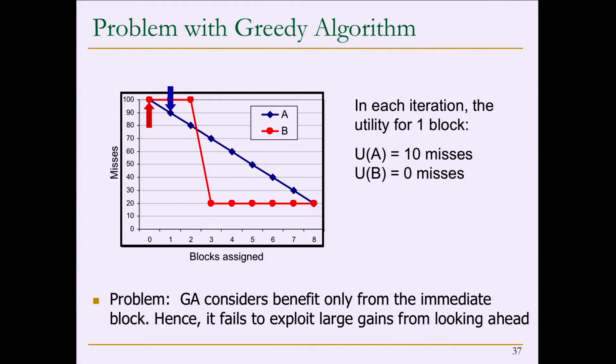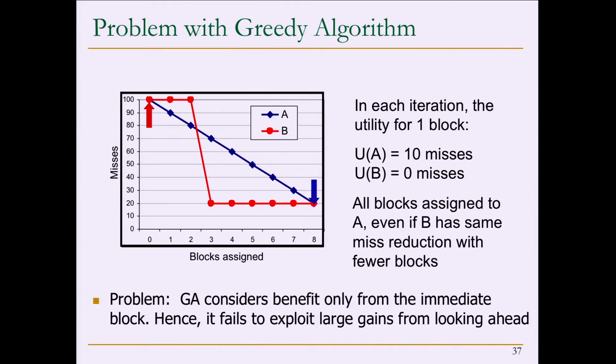In the next iteration, same thing. Utility of A is 10. If you give it one more block, you reduce the miss count by 10. Whereas B, you don't reduce the miss count. As a result, you keep giving cache blocks to A only. And this poor guy suffers. Right. So there's a problem without the look ahead. All blocks are assigned to A, even if B has the same miss reduction with fewer blocks.